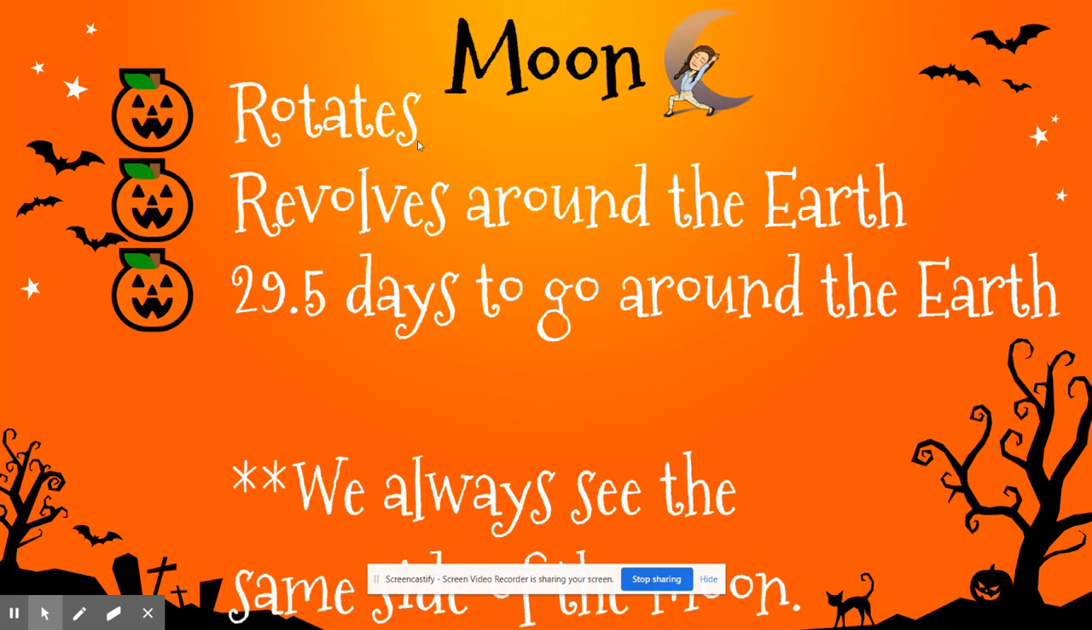Moon. The moon also rotates, even though many people do not know this. It revolves around the Earth, so it's spinning and it's revolving or orbiting around the Earth. It takes 29.5 days to complete one orbit. We always see the same side of the moon. That is very important. We always see the same side of the moon.